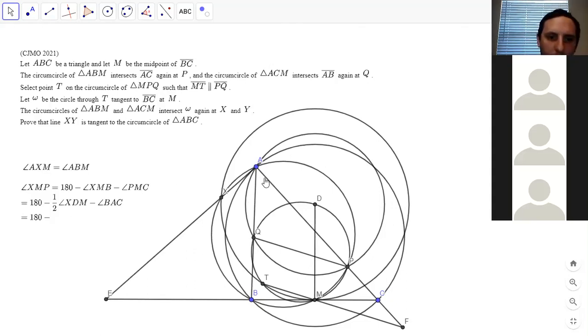I like Serdar's idea of we could let EA be tangent and meet it at X, and then we want to show the circumcircle of XTM is tangent to BC. And what kind of an angle chase should we do to prove that? So we could try to show that angle XMB is 180 minus XTM.